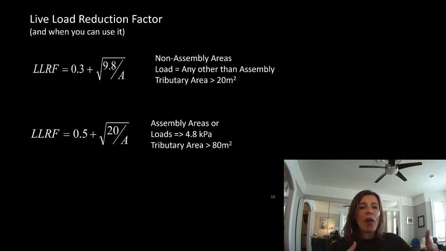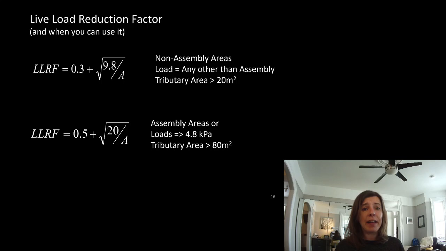But as the area gets bigger and bigger and bigger, the statistical probability of the entire area being jam-packed with people goes down. So each element that has a small area of load needs to be designed for 4.8 kPa, but something like a column that is picking up 5 stories of tributary area, the statistical probability of all of those stories being fully maxed out at 4.8 kPa at the exact same time starts to go down.